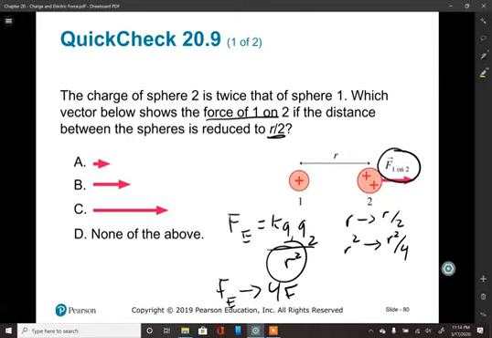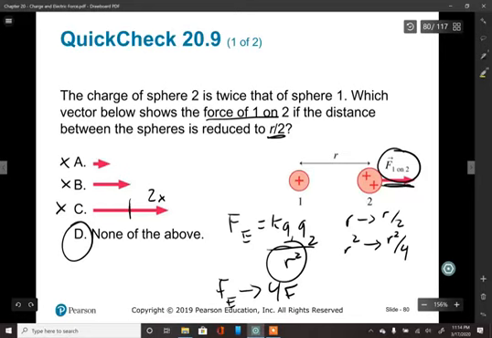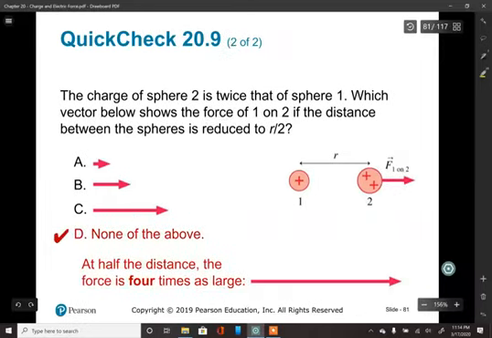So we're looking for a vector that is 4 times as long as this one. A is shorter, that's clearly out. B is the same length, that's clearly out. C looks to me like it's about twice as long. That's not 4 times as long. So it's got to be D. We're looking for something that's longer than any of those, and they draw roughly what that would be. Again, this looks a lot like a gravity problem, hopefully.